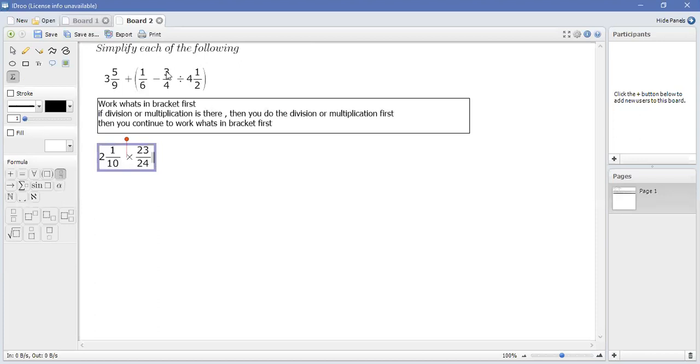Sir, we have a question to ask. You're going to divide the 4.5 by which one first? The 3/4 or the 1/6? I don't know which one to divide first because there's 3 in the bracket. If there were 2 in the bracket, I'd just go ahead and divide, but there's 3.